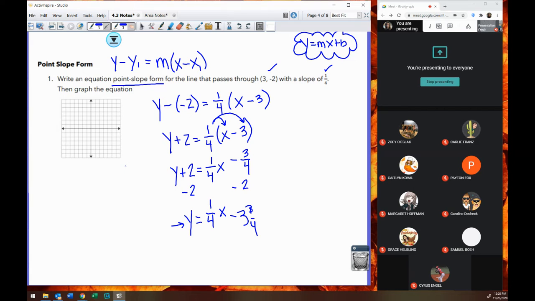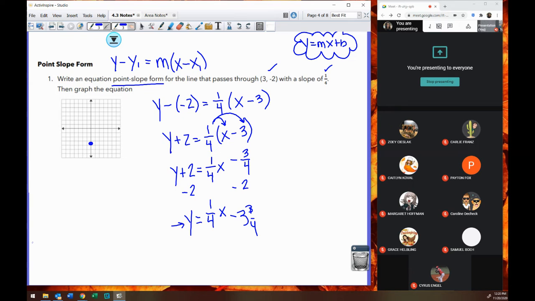If we're looking at this line, this is my y-intercept. So what can I plot? 1/4. That's my slope. What's the y-intercept in this line? Negative 3 3/4. So I can plot that first. So if we come up onto the graph and plot negative 1, 2, 3, and kind of just estimate where it's going to go, there's your first point.